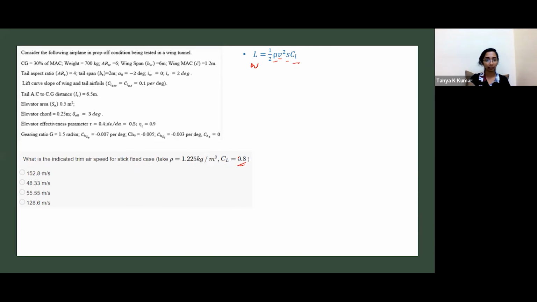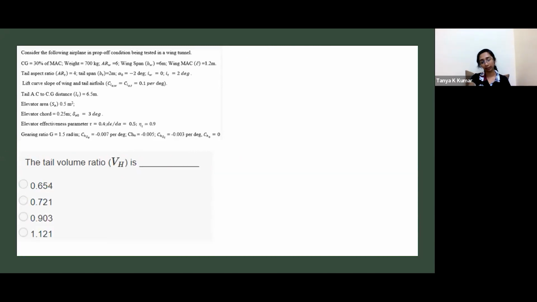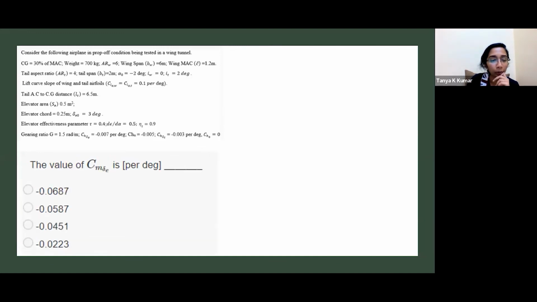Okay. Next question. Tail volume ratio. We just calculated the tail volume ratio in the first question of today's tutorial. Same formula: ST upon S, LT upon C bar. All these values are given to you.